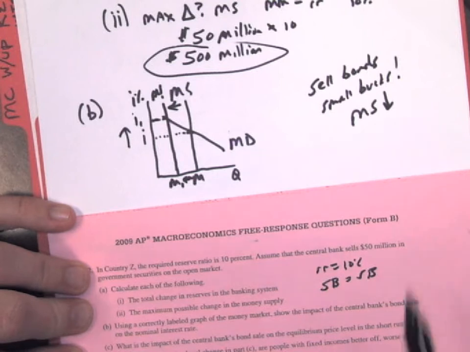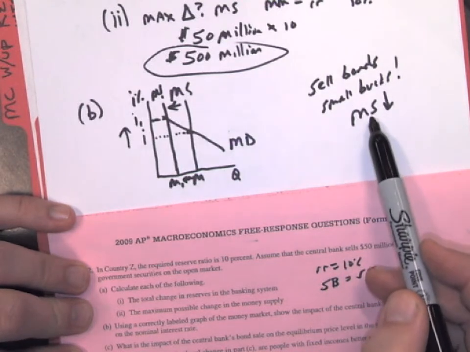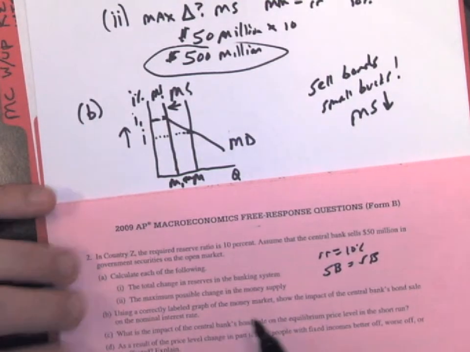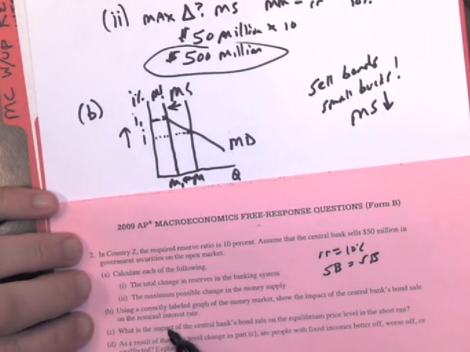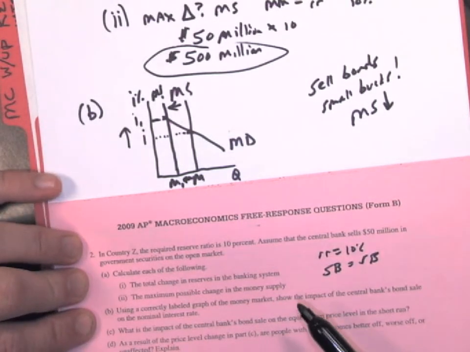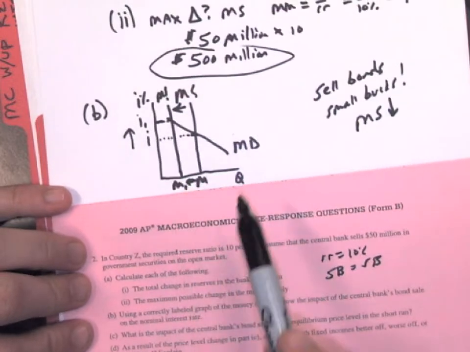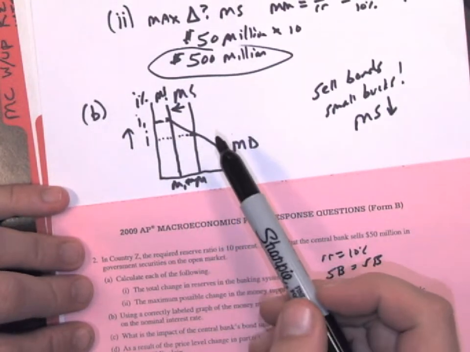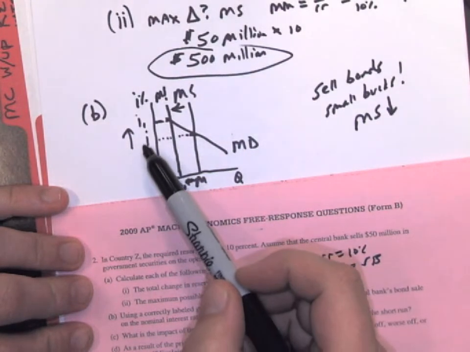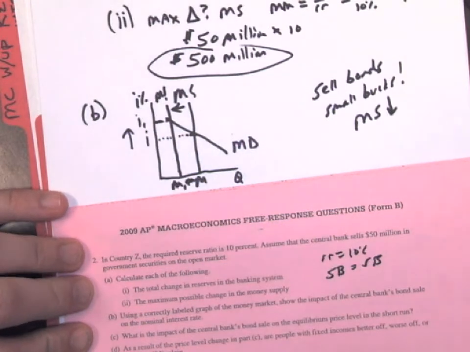So sell bonds, make small bucks, money supply goes down, and they're asking us to show the impact of the central bank's bond sale on the nominal interest rate. So you get 1 point for your correctly labeled graph, and you get another point for showing the leftward shift of the money supply and an increase in the nominal interest rate, which we did right there.